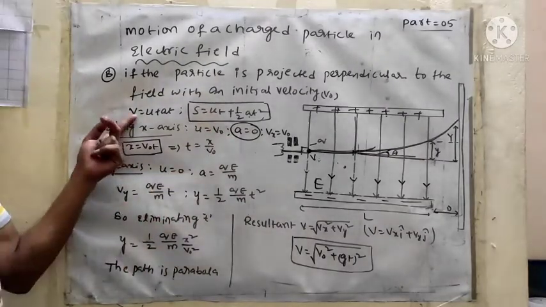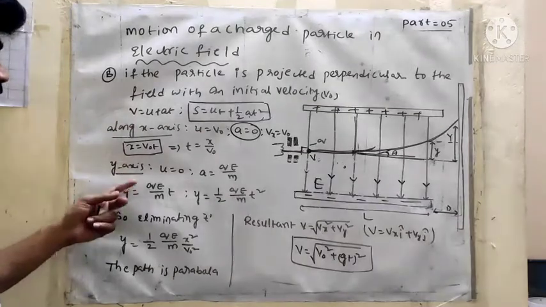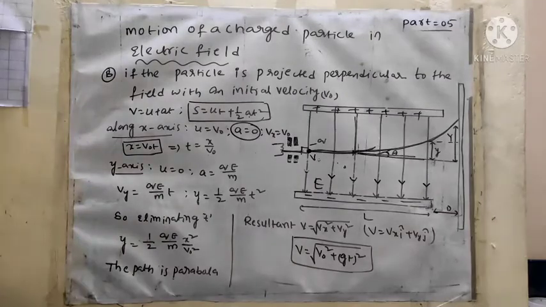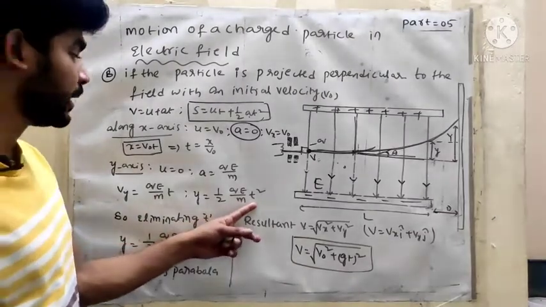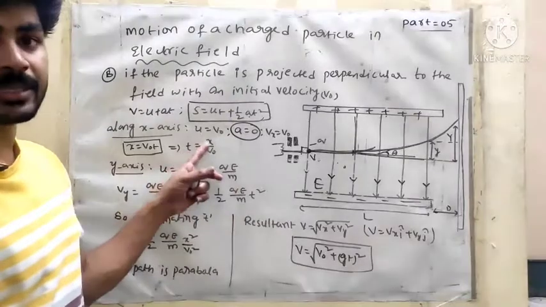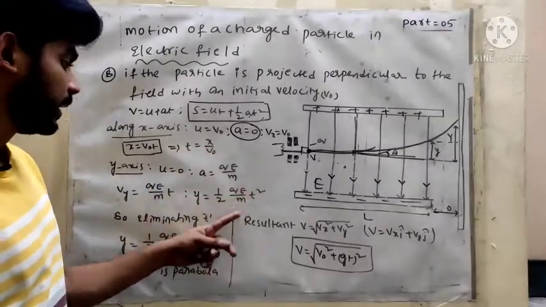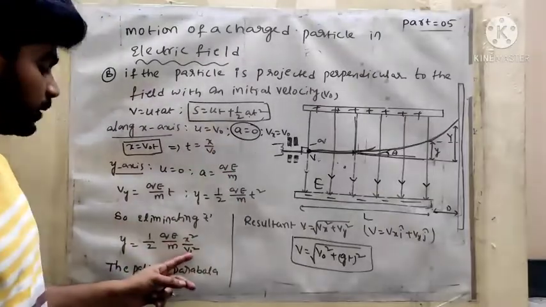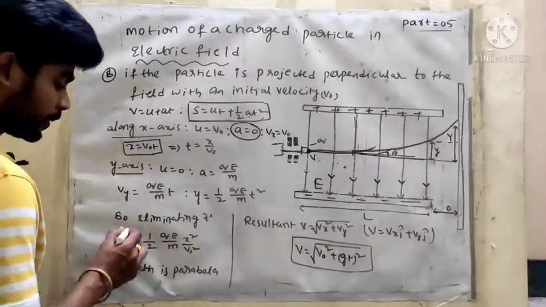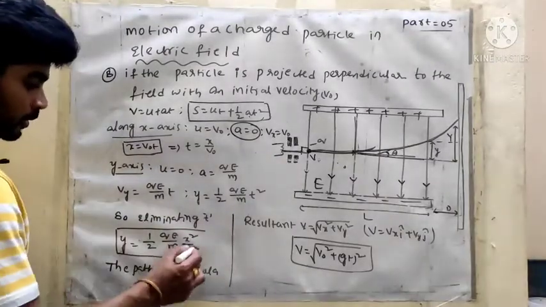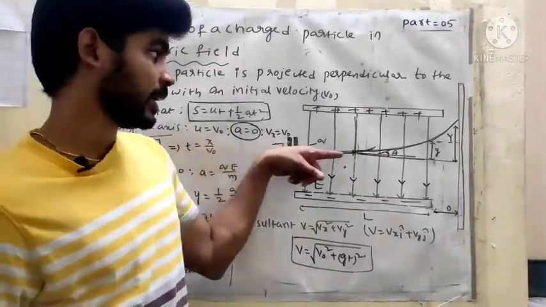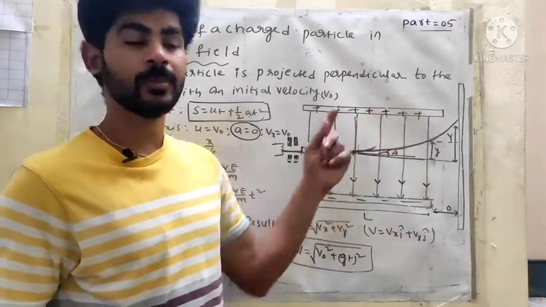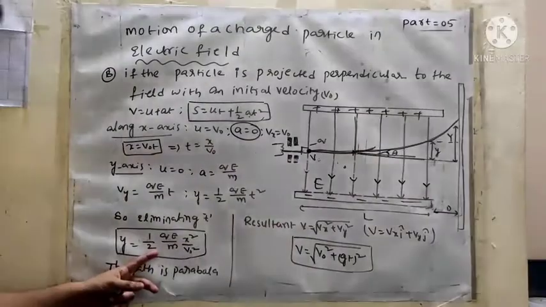I am also calculating the velocity along the y-axis. Vy is equal to u plus at, where u is equal to 0 and a is equal to qE by m, so Vy is qE by m into t. Here I am eliminating t. How can we eliminate it? I know the time t is equal to x by V0. Substituting the t value, t square is x square by V0 square. So this is a parabolic path equation. A charged particle entering perpendicularly into the uniform electric field maintains a parabolic path.